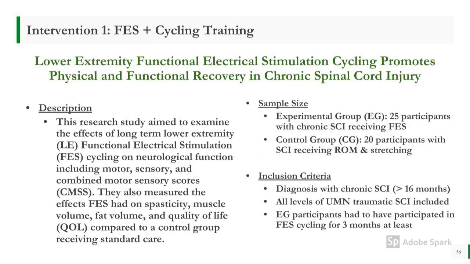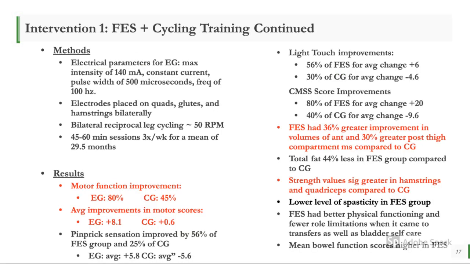For our first intervention to address the knee hyperextension, we looked at cycling training combined with functional electric stimulation, or FES. This study took 25 individuals with chronic ISCI of all levels and had them participate in an FES cycling program for a mean of 3 months as a part of an activity-based restorative intervention plan. They were matched by age, gender, injury level, severity, and duration of injury to 20 individuals in the control group who received range of motion and stretching therapy.